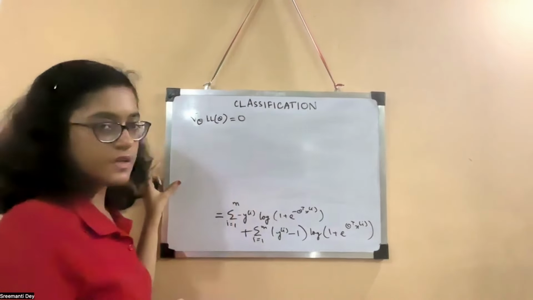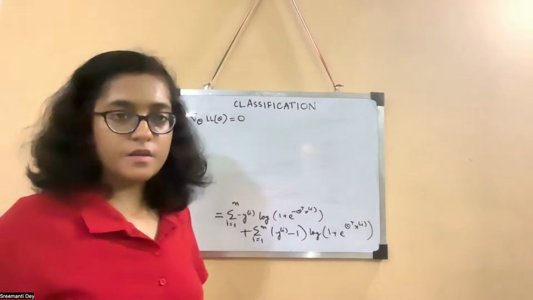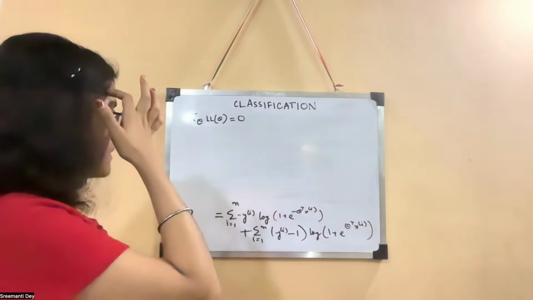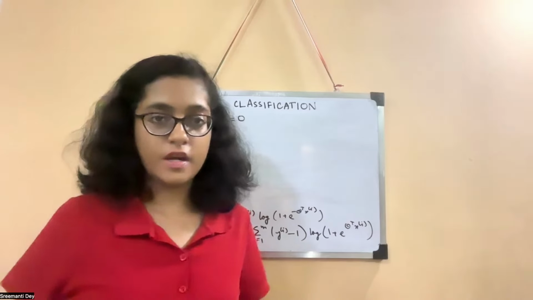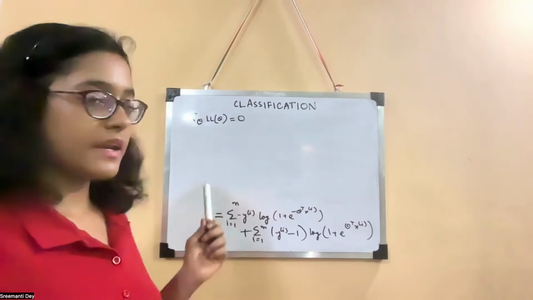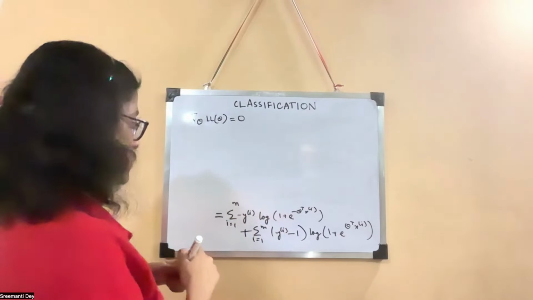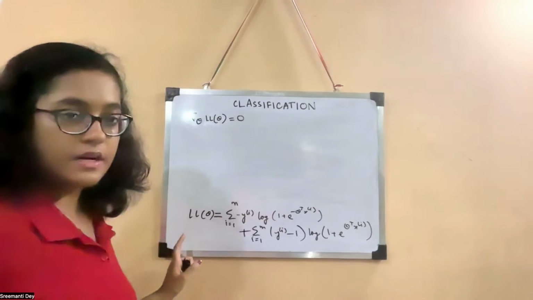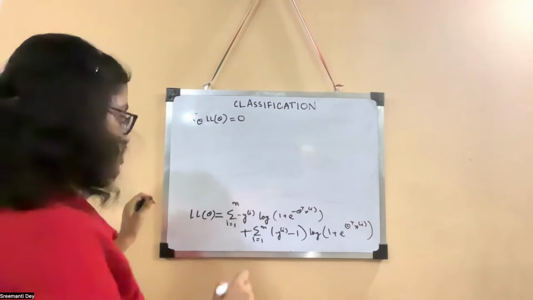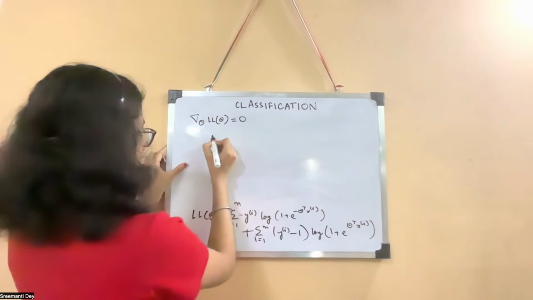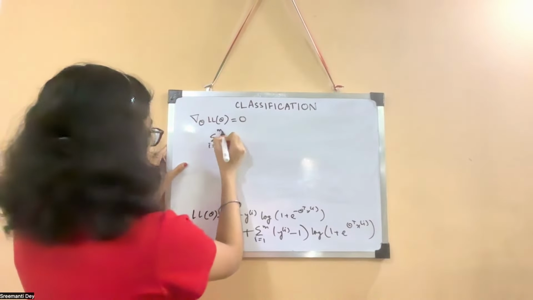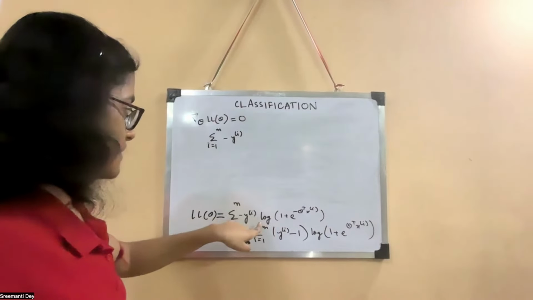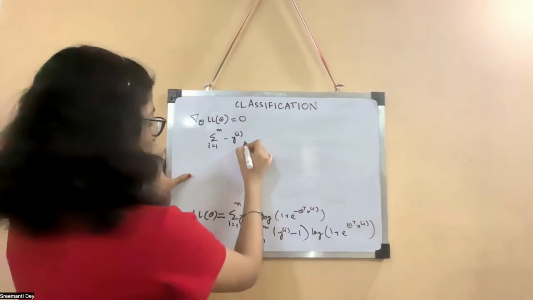Delta of LL theta equal to 0. I'm using delta again because we have multiple dimensions. Okay, so now we'll differentiate this one and equate it to 0. We have this equation. This is basically our LL theta at this moment, and we now want to differentiate this. So let's do that. Summation i equal 1 to m of minus yi. We're differentiating with respect to theta. So this would get differentiated.